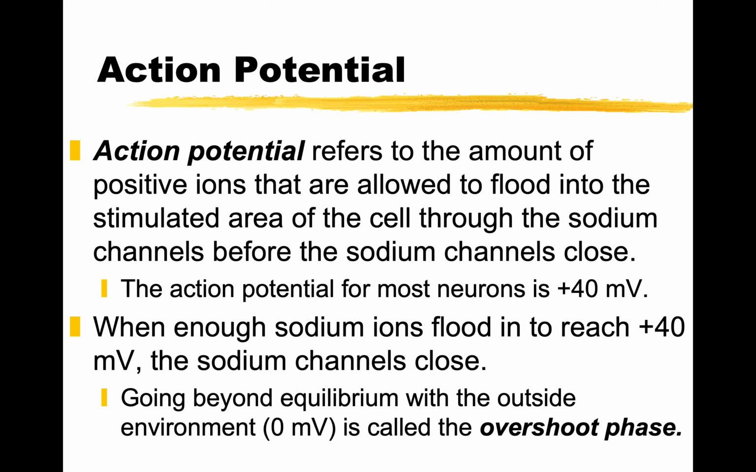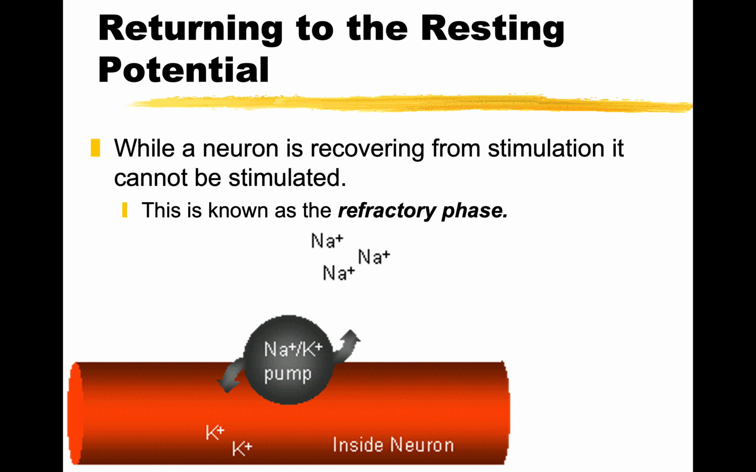So what we're dealing with is it's negative 70 on the inside. As soon as it fires, it gets to the point of positive 40. That's a change of 110 millivolts. And of course, it does overshoot before it can recover itself and everything can go back to normal. It can go back to its resting potential.